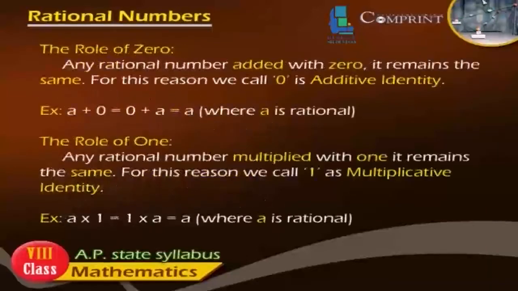The role of 0. Any rational number added with 0 remains the same. For this reason, we call 0 the additive identity. Example, a + 0 = 0 + a = a, where a is rational. The role of 1. Any rational number multiplied with 1 remains the same. For this reason, we call 1 the multiplicative identity. Example, a × 1 = 1 × a = a, where a is rational.